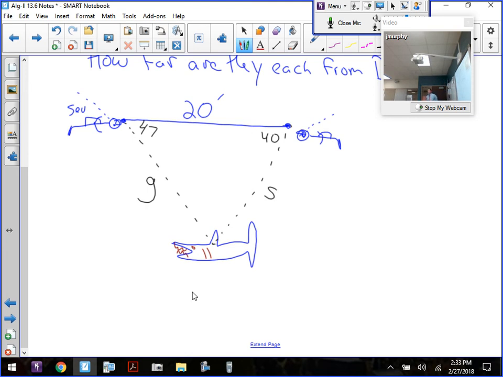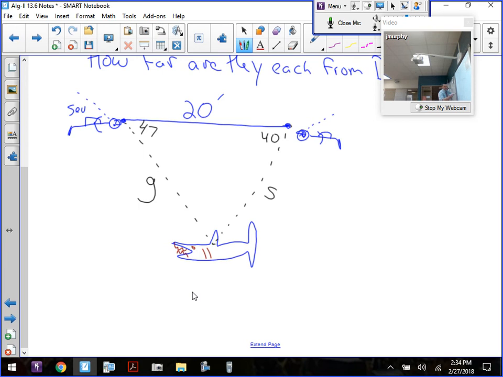What do you have to do first? Well, find the other angle. How do we find the other angle? All we have to do is subtract in this case. So let's see here. We get 47 and 40 is how much? Subtract that from 180, you get 93.